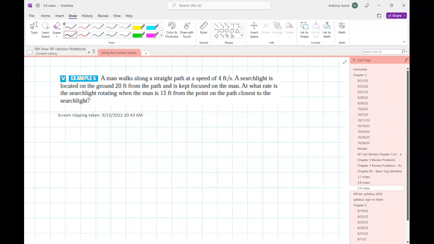All right. Here it says a man walks along a straight path at a speed of 4 meters per second. A searchlight located on the ground 20 feet from the path is kept focused on the man. At what rate is the searchlight rotating when the man is 15 feet from the point on the path closest to the searchlight? So let's draw a picture here. There's my searchlight. The point on the path that's closest to the searchlight is going to be this one. I'm going to call that point O.